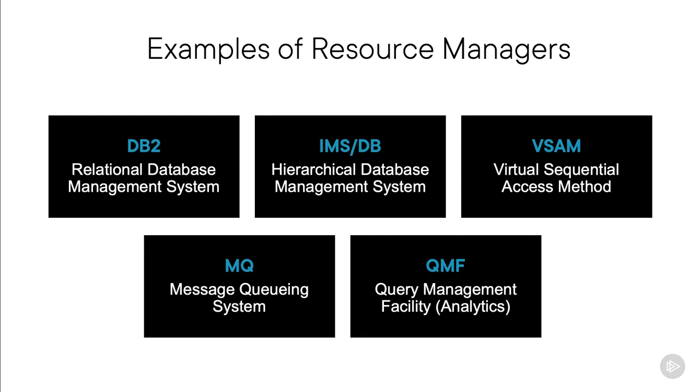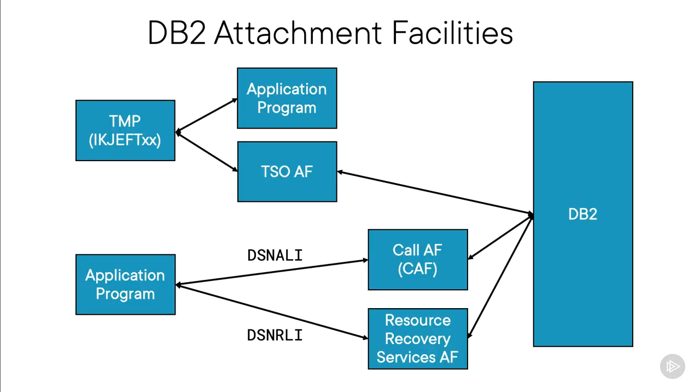Each resource manager follows certain conventions so it can work with RRS. An application that uses a managed resource like DB2 or VSAM or MQ connects to each resource manager using an attachment facility, or AF. The reason many applications run in TSO batch is that TSO has an attachment facility for each resource type. Apart from that, a typical batch application has no need of TSO resources.